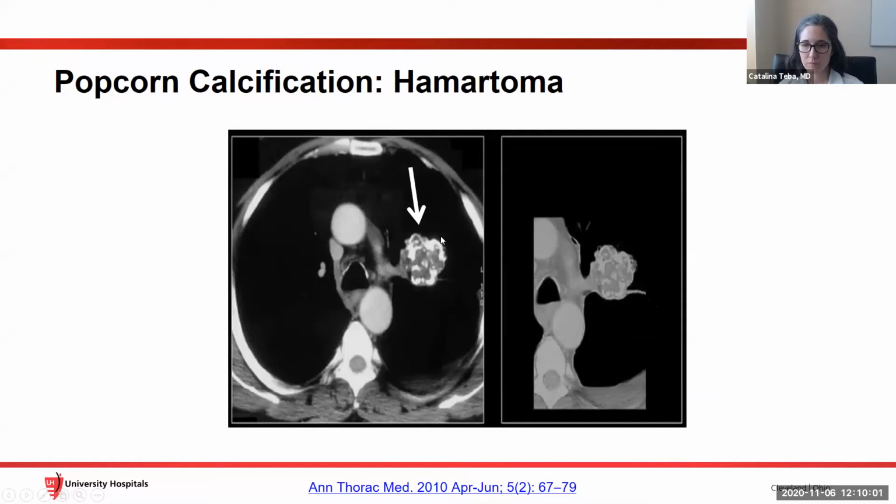Popcorn calcifications, here's an example of a hamartoma. So even though this is a benign tumor, it may cause problems and may still need to come out and be surgically taken care of, but this is a benign pattern.